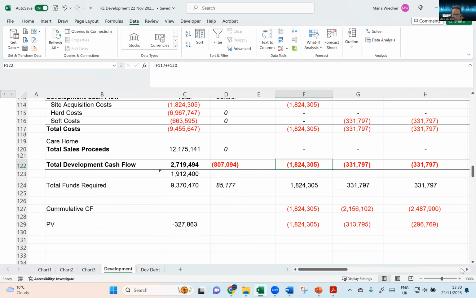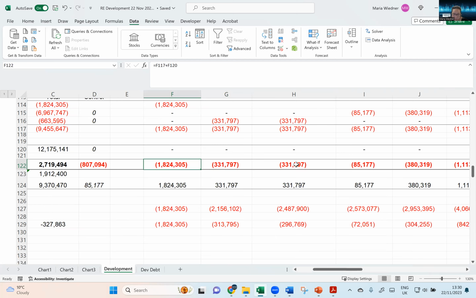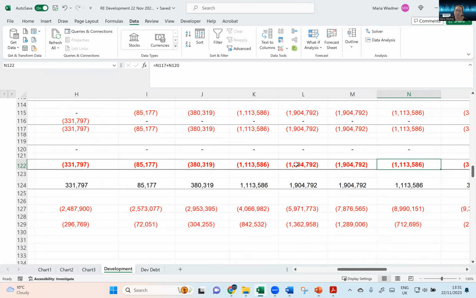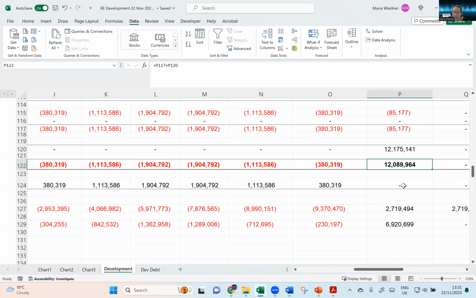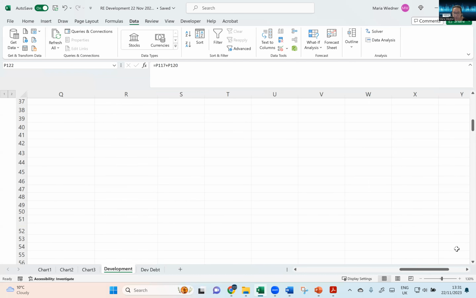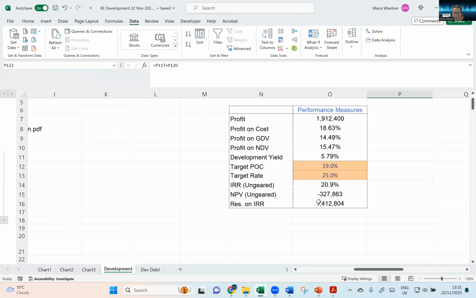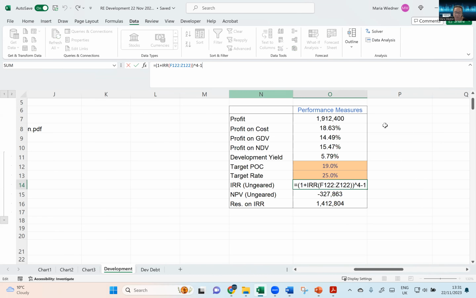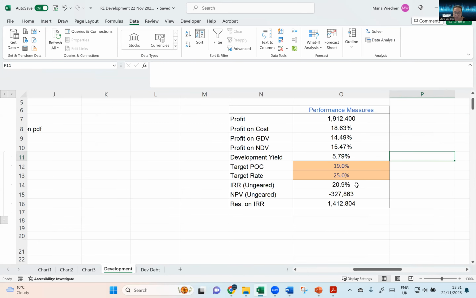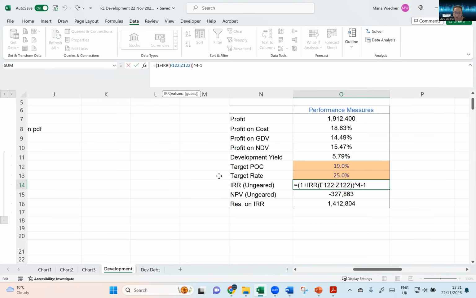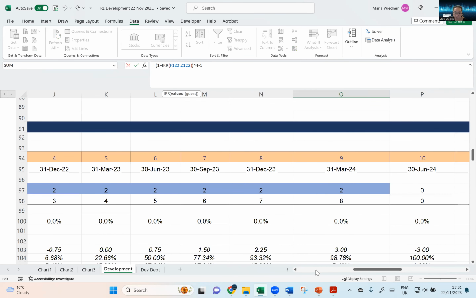Then you calculate your development cash flow here, so it's going to be 1 million for the land, and then you have your soft costs, then your hard costs, and then your sales proceeds. If you do that, then this is your cash flow. Then you can calculate your IRR here, using the IRR function on your cash flow.